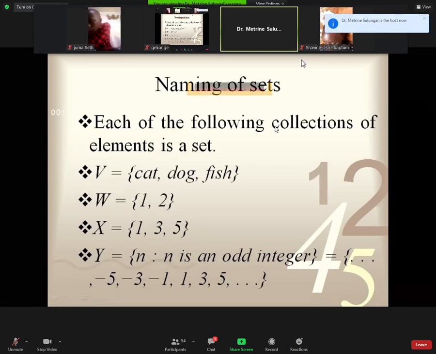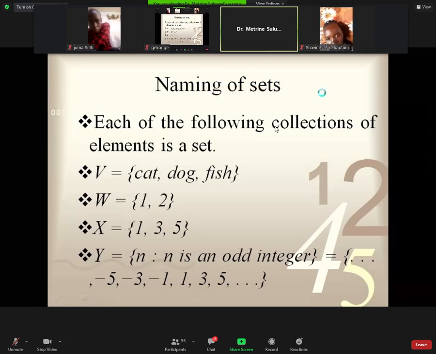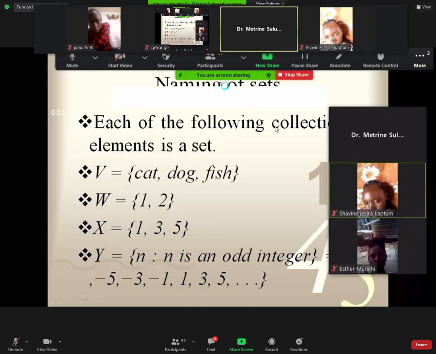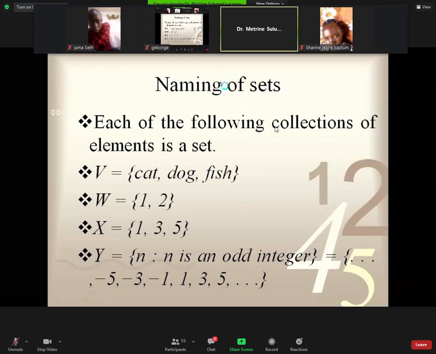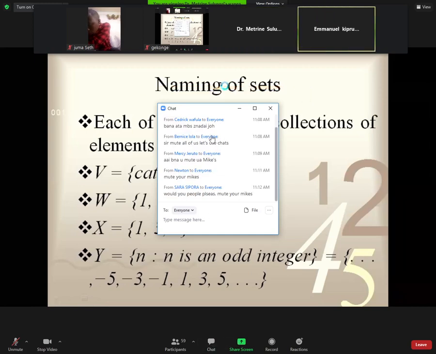Another thing I want to emphasize: we have just said that a set is always represented by a capital letter as a name, and members are represented in small letters. And we have also said that we always write sets using opening and closing brackets, just to show the boundaries of where the set is beginning and where the set is ending.